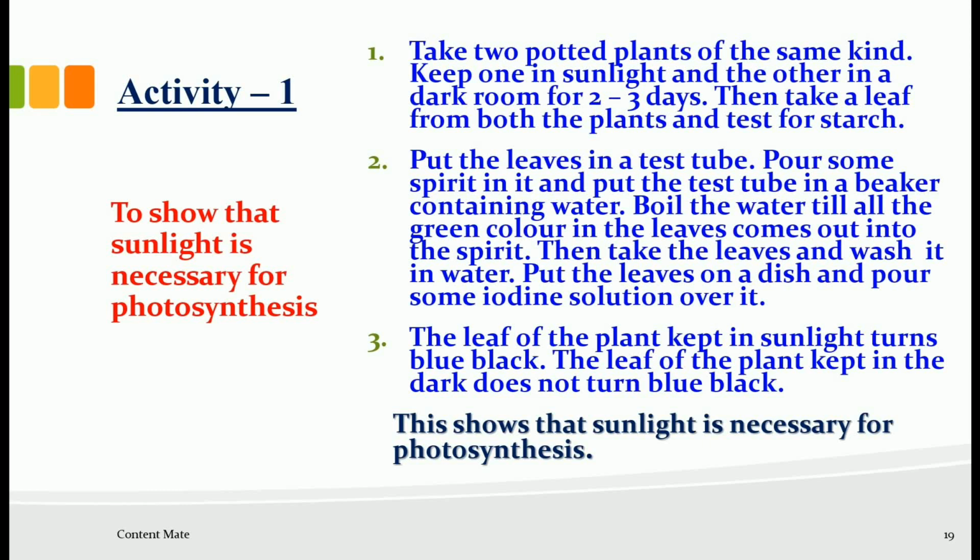Then take the leaves, wash them in water, put the leaves on a dish and pour some iodine solution over it. The leaf of the plant kept in sunlight turns blue-black. The leaf of the plant kept in the dark does not turn blue-black. This shows that sunlight is necessary for photosynthesis.